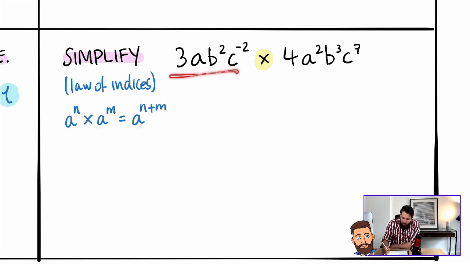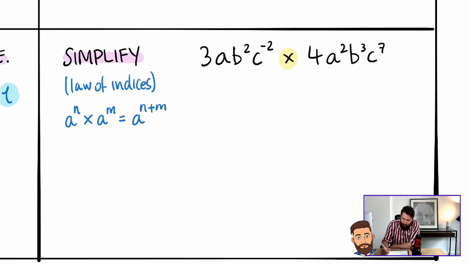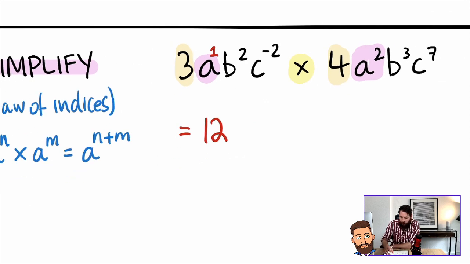Well, we've got a lot of different bases going on here, so we should just take them step by step. So we're going to focus initially on the whole numbers. 3 times by 4. Well, 3 times by 4 is 12, so that would give me simply 12. Now let's focus on the a's. We've got a and a squared. Well, in that lesson series I told you if there's not a power, you should add a power 1 in. There's technically a power 1.